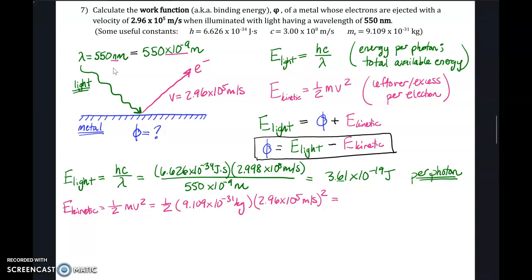But do not forget that you have to square that value. All right, so if we plug all that into the calculator, we're going to get 3.990 times 10 to the negative 20th joules. And this also is a per particle calculation, so this is per electron. Okay. Now for sig figs, our velocity has 3 sig figs, so the second 9 is my last sig fig.